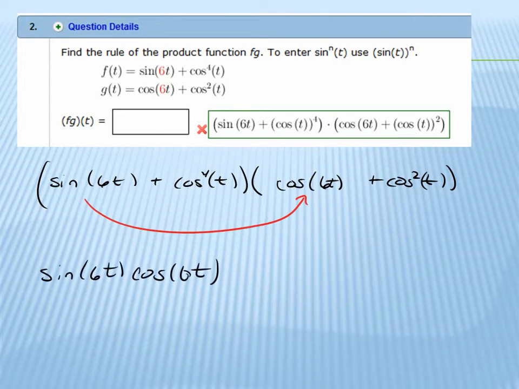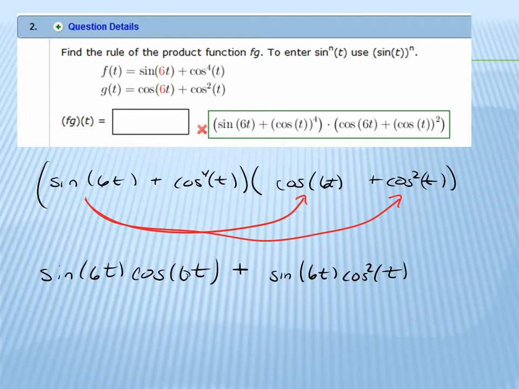So there's your first. Nothing cool here. Nothing can come together. It just stays a sine times cosine, so you can't put the 6's together. It just sits there. Then we take the outer, sine times cosine squared. Can't do anything with it. Just leave it.